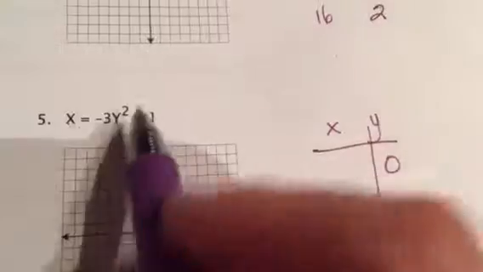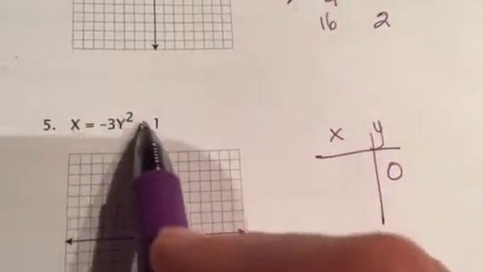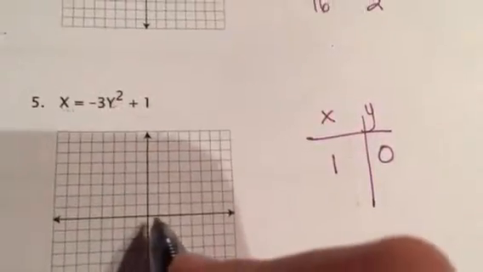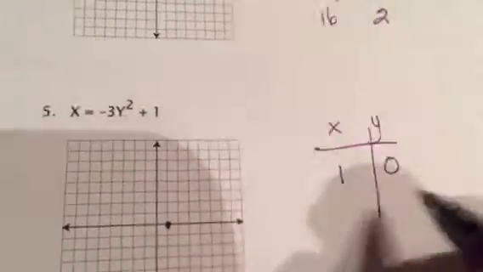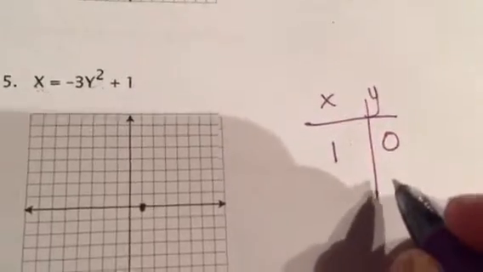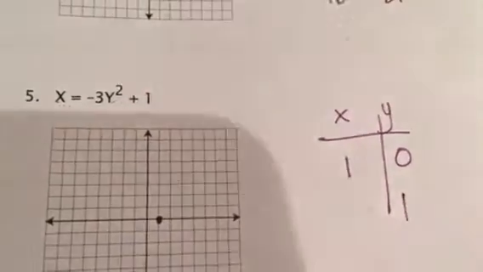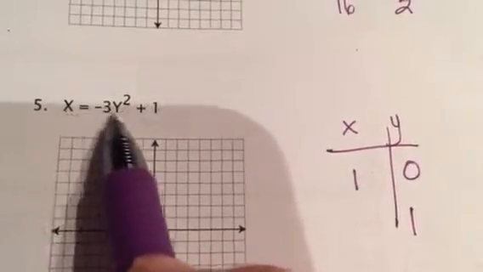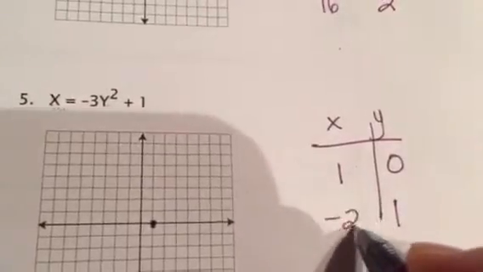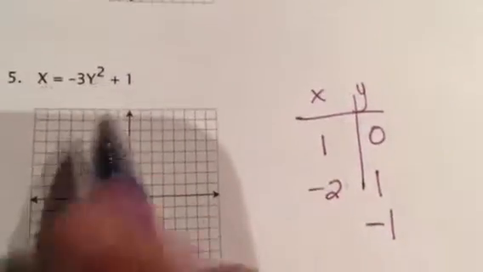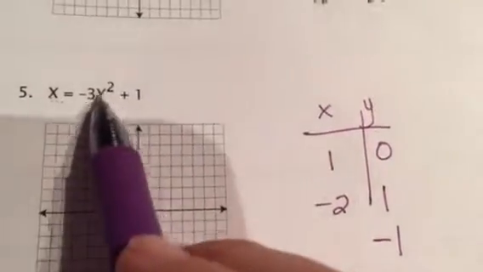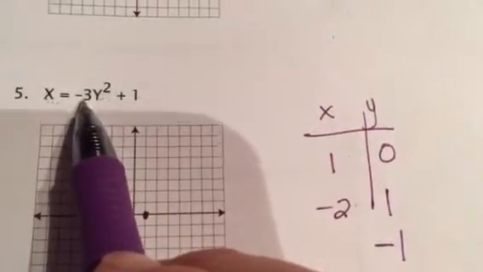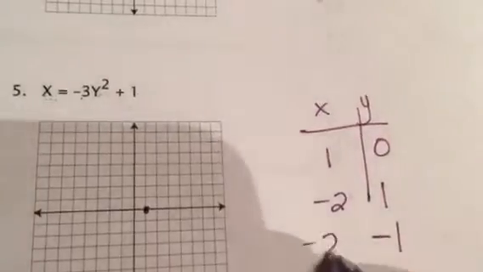So if you plug in 0, this becomes 0 plus 1. So there is going to be my vertex, 1, 0. How about if we plug in 1 over here? If we plug in 1, we're going to get -3 plus 1, which is -2. Watch what happens if you plug in a -1. If you plug in a -1, you still get 1, right? Because you square it, you lose your negative. 1 times -3 is -3, plus 1 is -2.